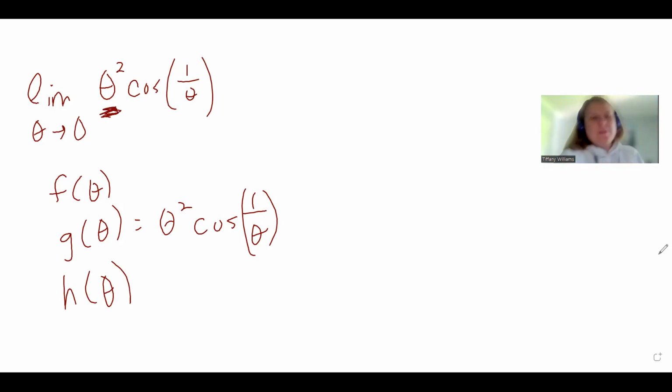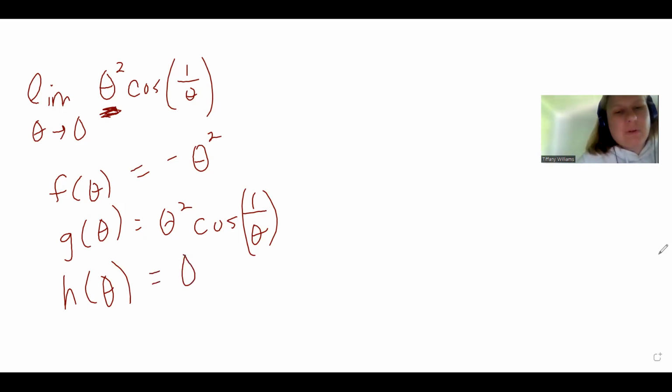So for f of theta, that needs to be less than what theta squared cosine of 1 over theta is. So I'm going to make it negative theta squared. Notice I don't really care about the cosine. So even though I'm using cosine in my g of theta, I'm not going to use cosine in my other two pieces here. So I'm going to let h of theta be theta squared.